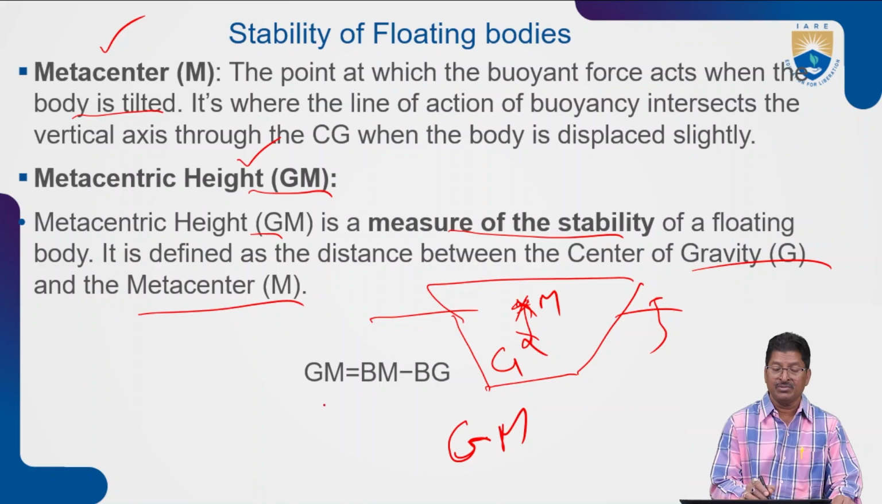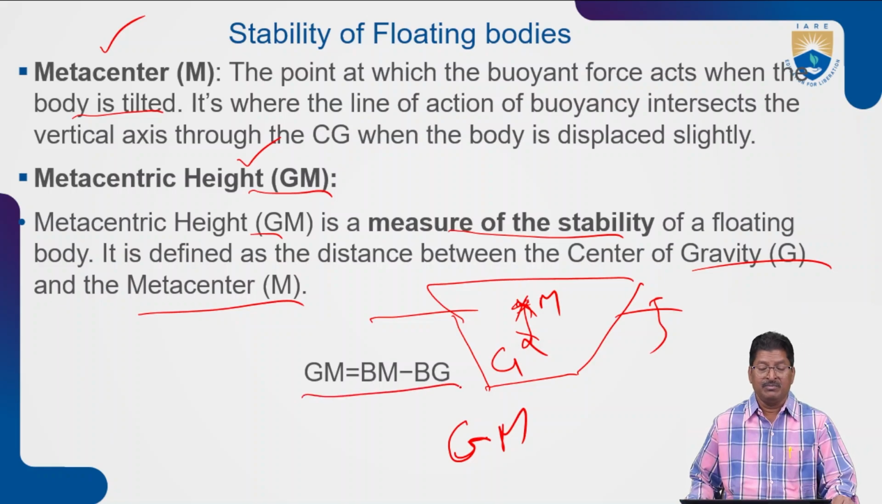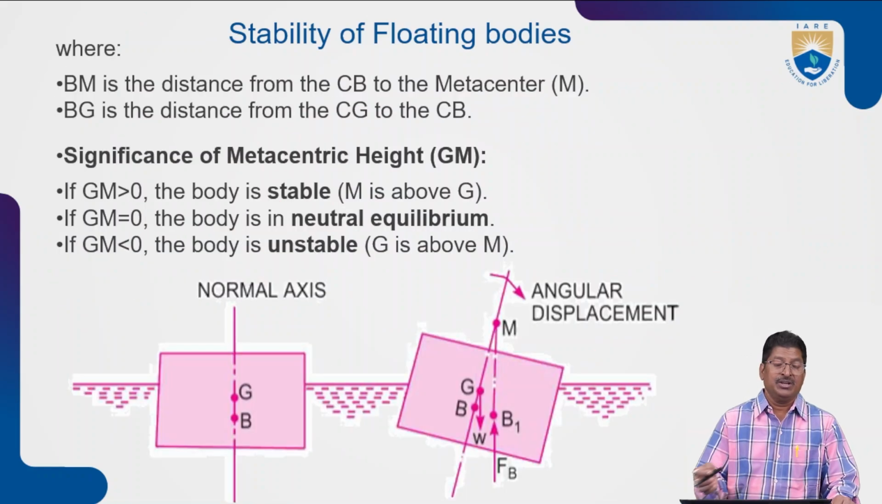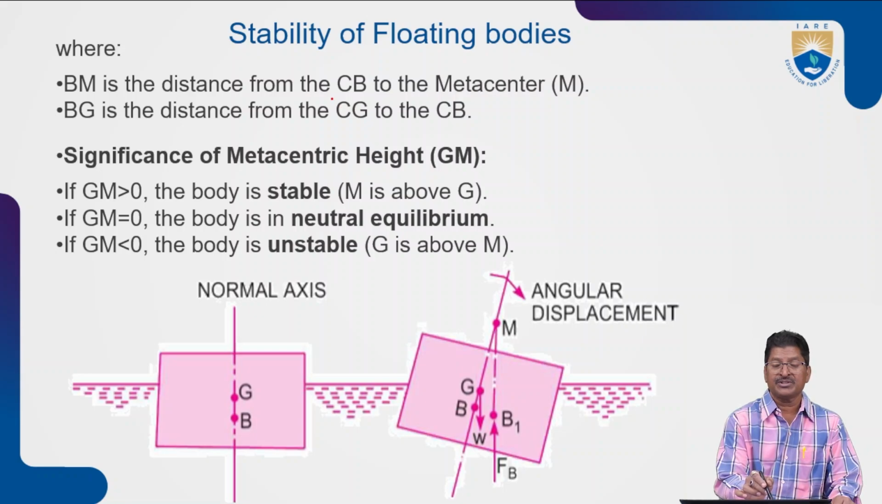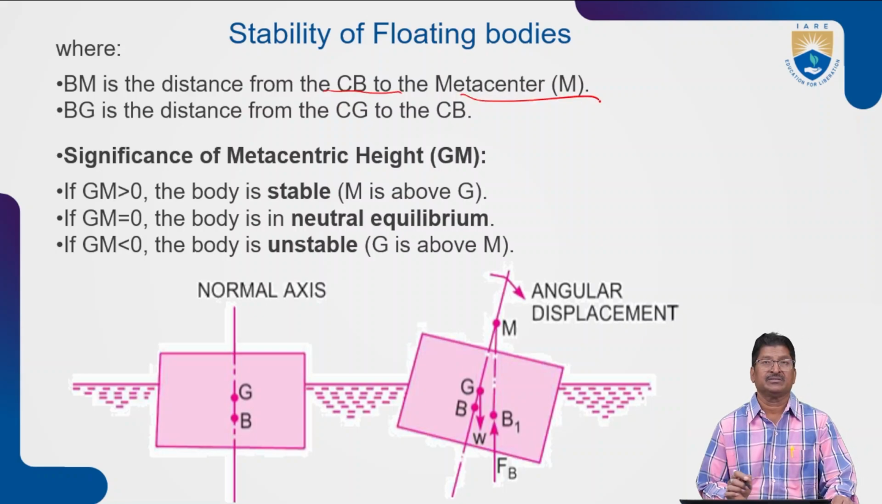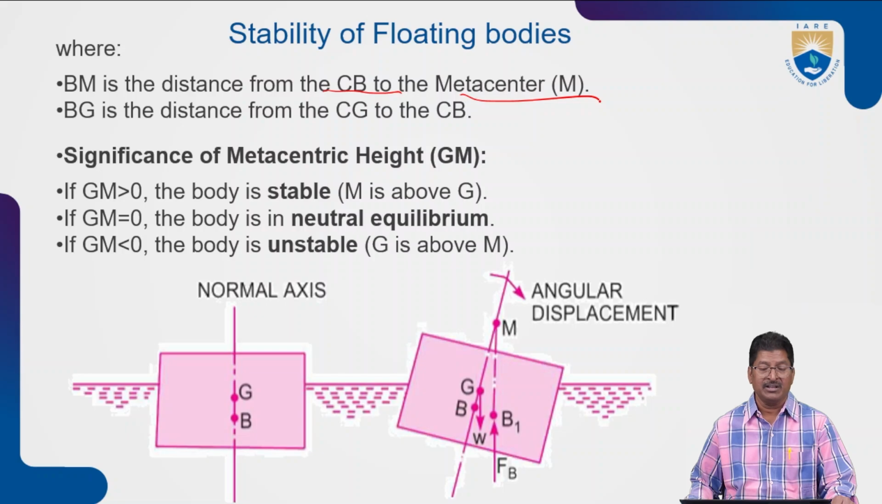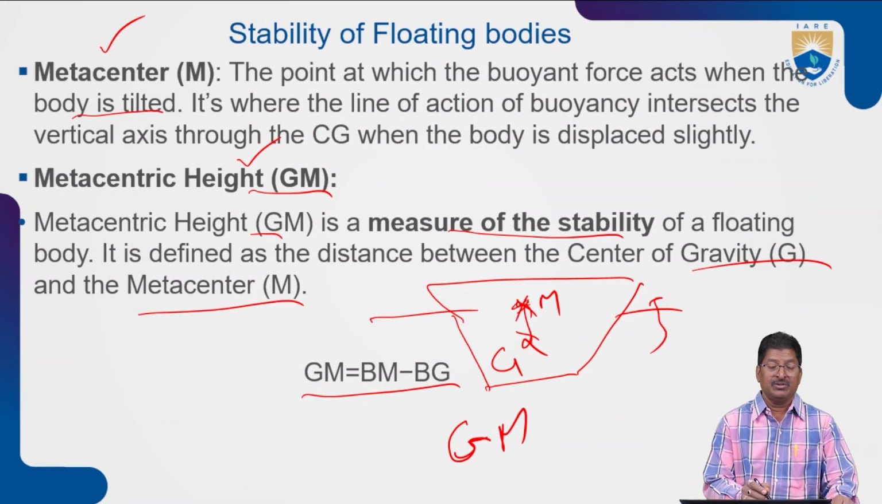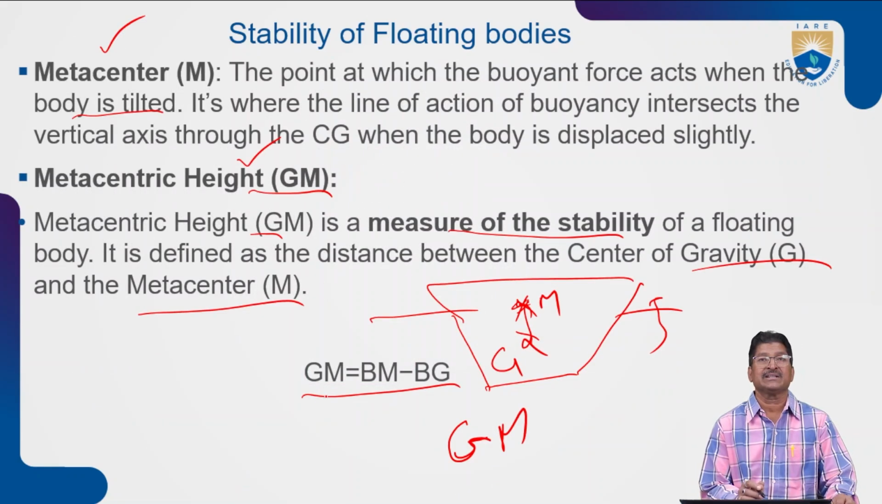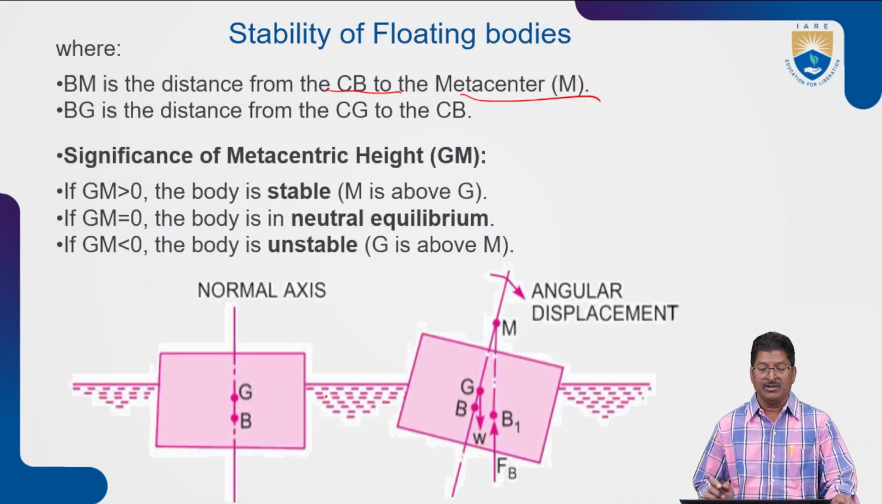So GM is equal to BM minus BG. Here BM is the distance from the center of buoyancy to the metacenter. So what is the formula given here? The formula is: metacentric height is BM minus BG. So you can see here BM and BG.